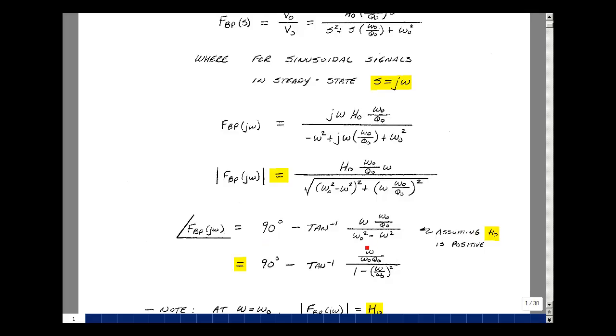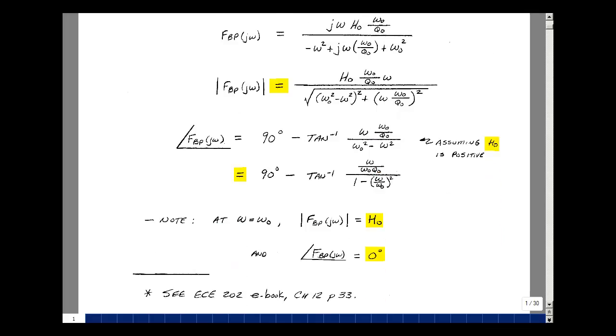You can clean this up a little bit by dividing the numerator and denominator by omega naught squared, so it's going to give me a 1. And then I get omega over omega naught squared. And in the numerator, dividing by omega naught squared, I get one of these canceling, the omega naught with the omega naught squared. I'm just left with the omega naught Q naught divided into omega. So our Bode plot is a plot of the magnitude versus frequency and the angle versus frequency.